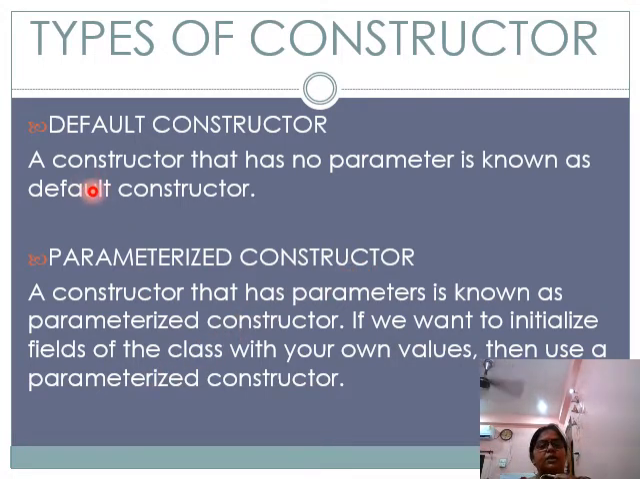Now what is a default constructor? A constructor that has no parameter is known as a default constructor. In the previous functions lecture you have seen what a parameter list or argument is. Like that, the constructor which does not have any parameter list or argument is known as a default constructor. And what is a parameterized constructor? A constructor that has parameters is known as a parameterized constructor. If we want to initialize fields of the class with our own values, then we use a parameterized constructor.